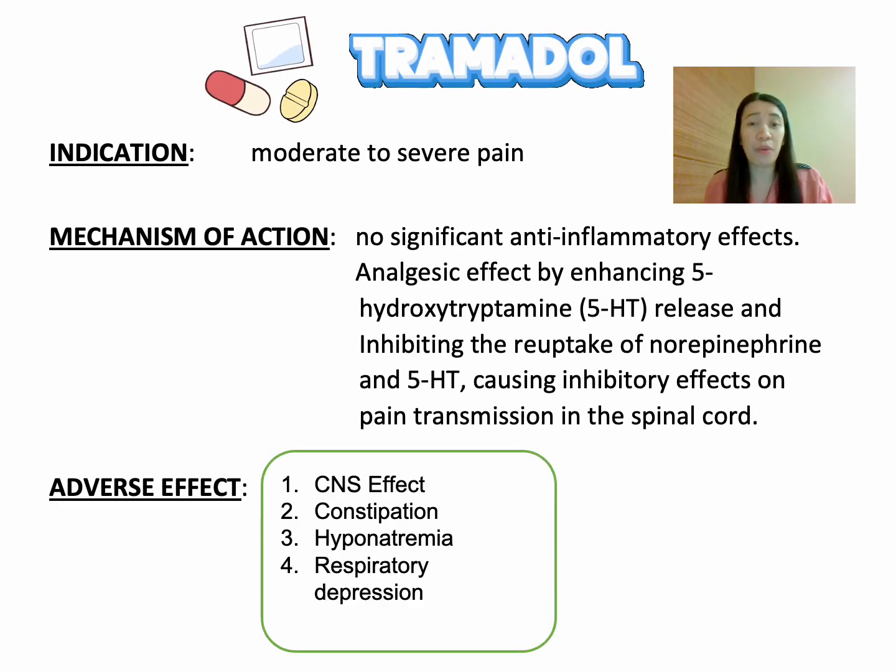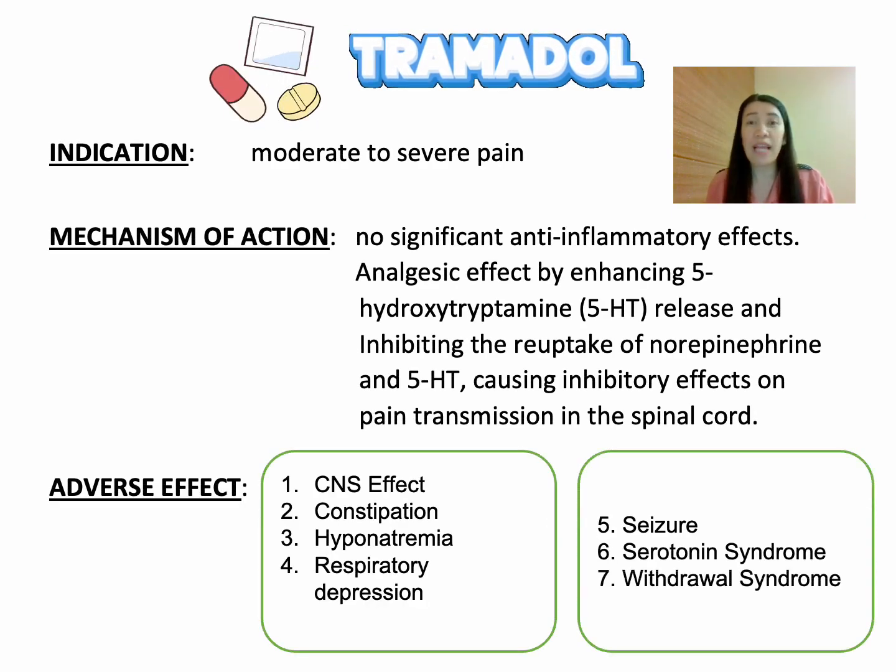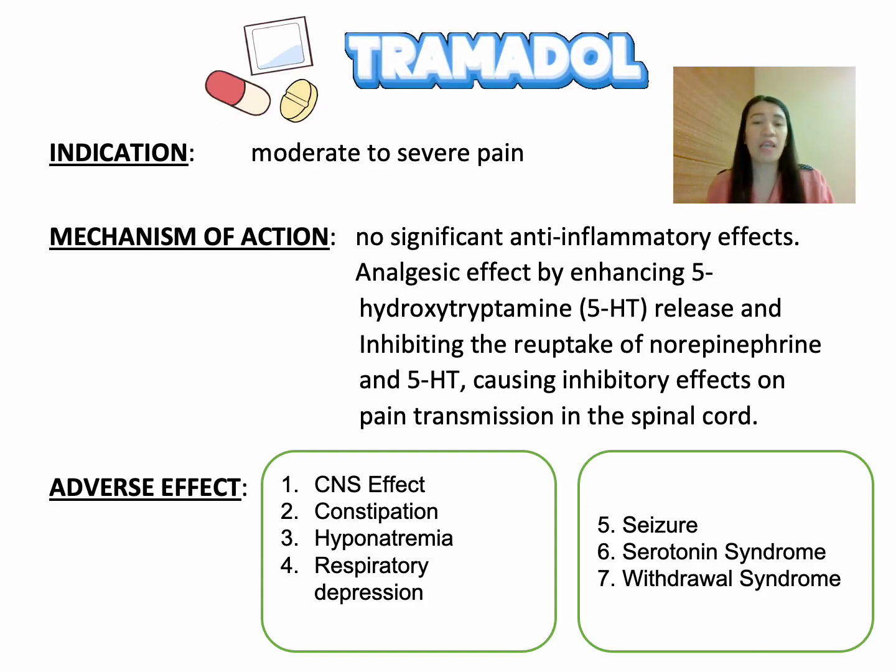It is indicated for moderate to severe pain. Tramadol has no significant anti-inflammatory effects. Its analgesic effect is by enhancing serotonin release and inhibiting the reuptake of norepinephrine and serotonin, causing an inhibitory effect on pain transmission in the spinal cord. Tramadol adverse effects include CNS effects like dizziness, sedated state, drowsiness, and headache. It may also cause constipation, hyponatremia, respiratory depression, seizure, serotonin syndrome, and withdrawal syndrome.